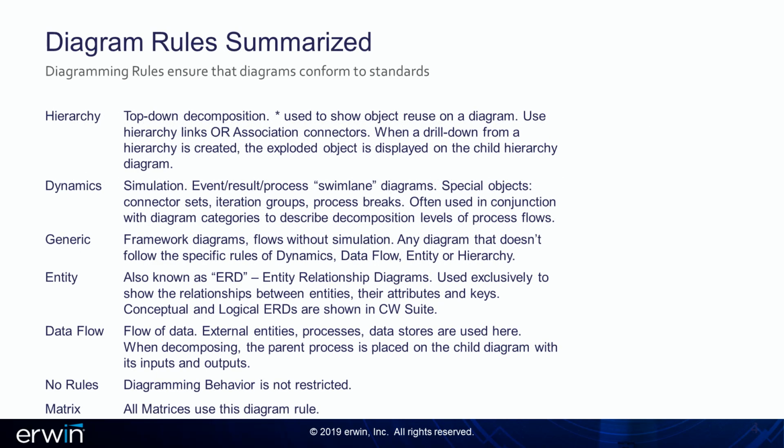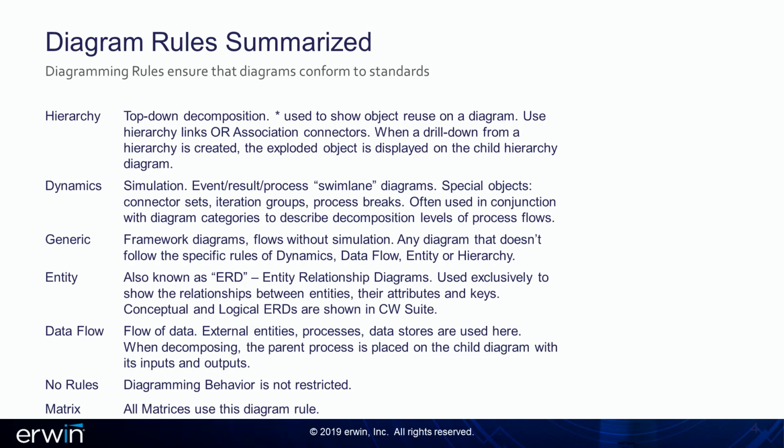Just to give you an overview of what all the diagram rules are, you can see here that we have the 6 different rules. So hierarchy is the rule that allows you to create top-down diagrams. It's generally used for a decomposition diagram, org charts, things like that. And you can also use either the hierarchy links or association connectors in a hierarchy diagram. Dynamics refers to traditional process flow diagrams, so diagrams that are used for simulation, for the ability to do some impact analysis through simulation, to be able to do resource utilization and cost analysis, and just in general, a traditional process flow.